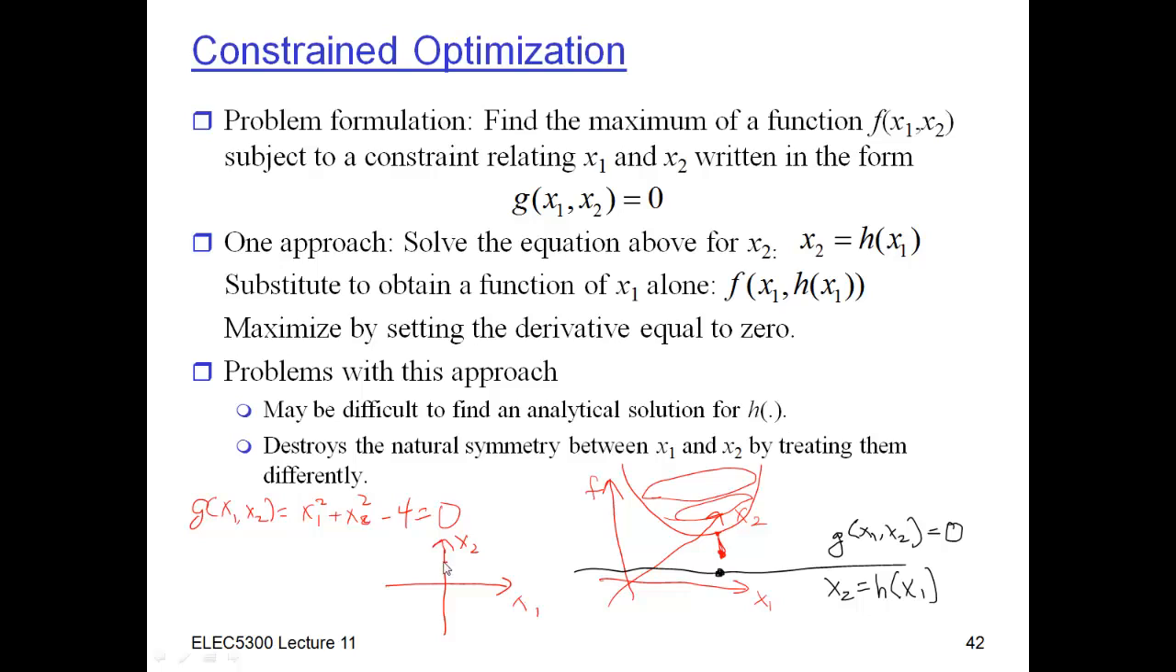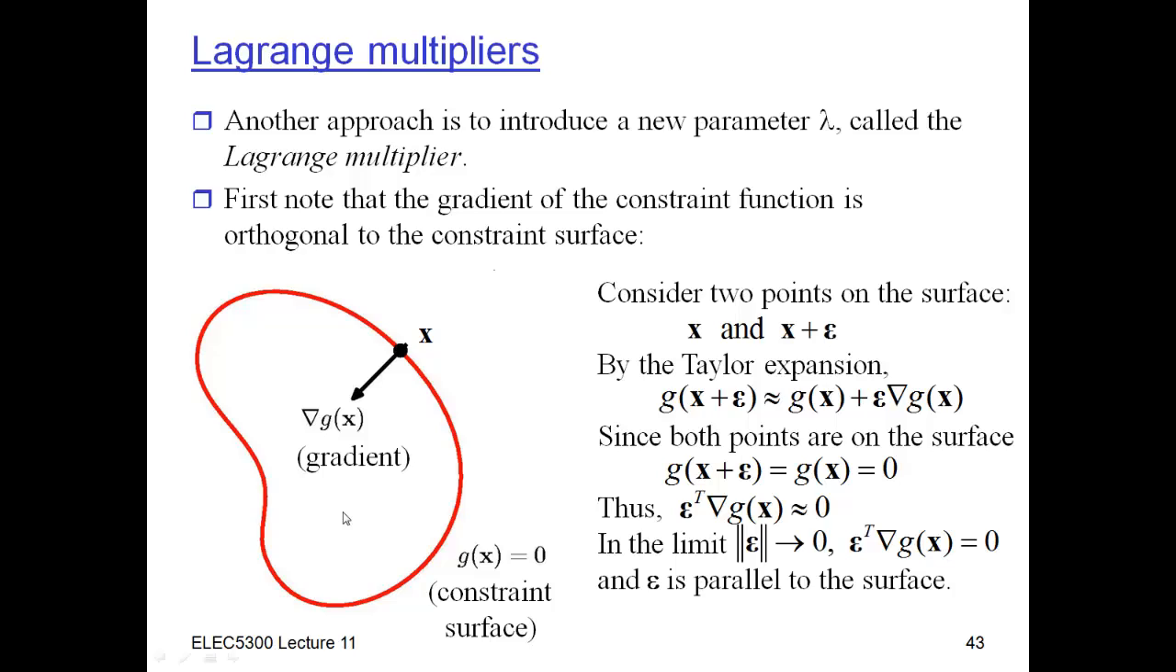Well, that's just going to be a circle, right? With radius 2. And so I can't really solve this for x2 in terms of x1 or x1 in terms of x2 because there's two solutions here, right? And you can see there's a very nice symmetry here, not in this particular circle that I've drawn, but in this equation here that I don't want to destroy. So I want to find another way to solve this without having to destroy that symmetry.